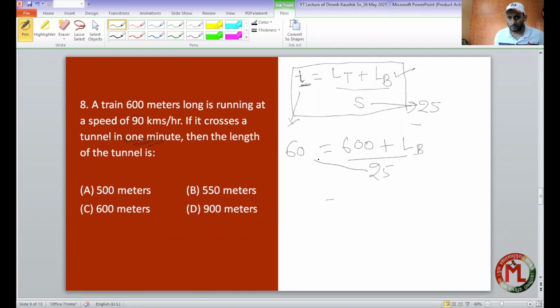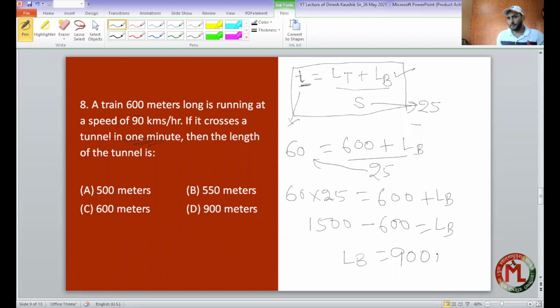So you just cross multiply. 60 into 25 is equal to 600 plus this one. So this is coming out to be 1500. This 600 will come on the left hand side. It will be subtracted. That is the length of the bridge. So length of the bridge or the tunnel is 900 meters.